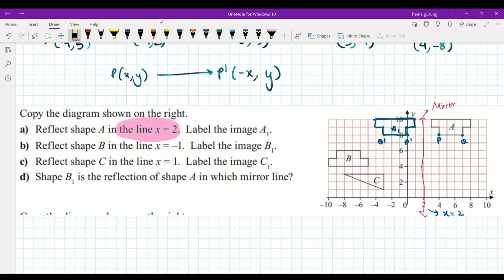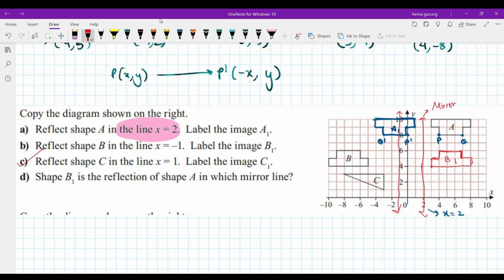Let's reflect in now x equals minus 1. So let's draw the line x equals minus 1. Now we have to reflect B. 4 units gap, it will be 1, 2, 3, 4 here, then here, then here, and you can analyze, you can estimate here. This is the thing, and you get B1. For x equals 1, I guess you can do this one.